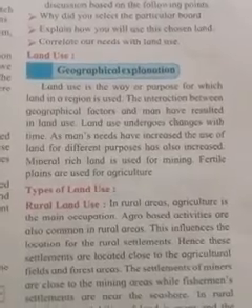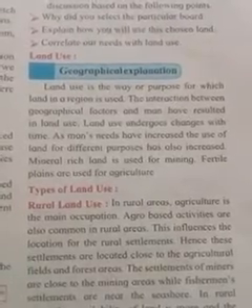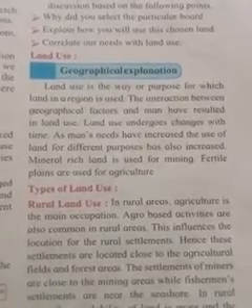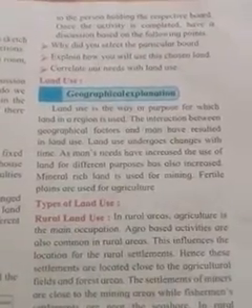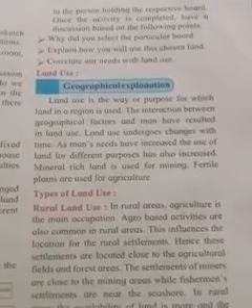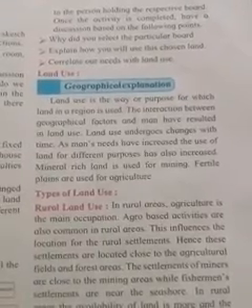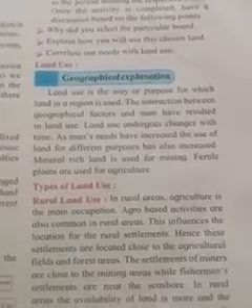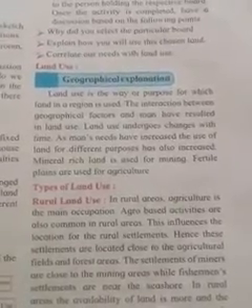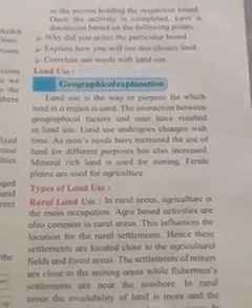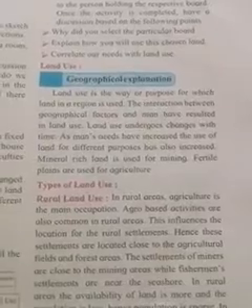Mineral-rich land is used for mining, and fertile plains are used for agriculture. That means in daily life, man uses the land. Land use is the purpose for which land in a region is used. The land use of a region depends on which type of land is used there. The interaction between geographical factors and man has resulted in land use.